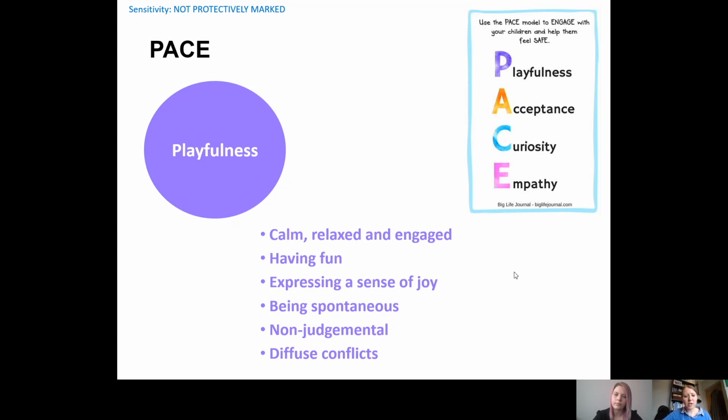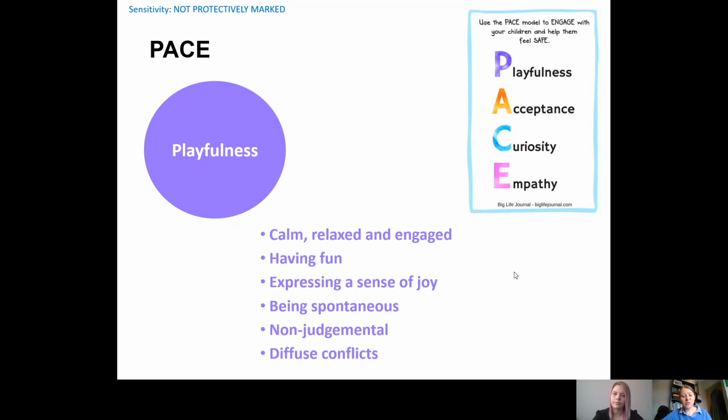It's about having fun, expressing that sense of joy, having that kind of spontaneity. So not needing everything to be regimented and not needing to stick to all routines, but actually doing some things that are spontaneous.